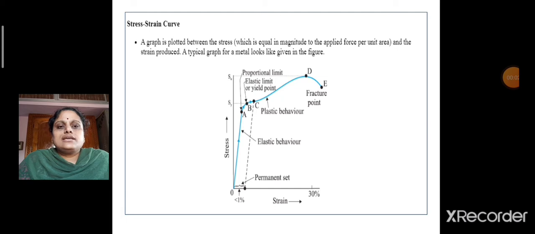So you can see that in the section from A to B, the object returns to its original dimension after the removal of the applied force. The point B is known as the elastic limit or yield point.